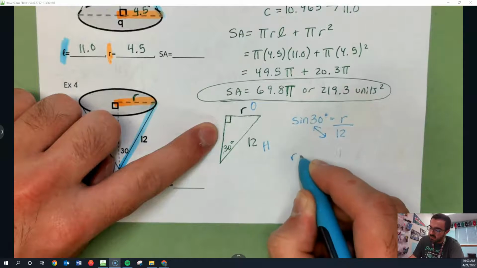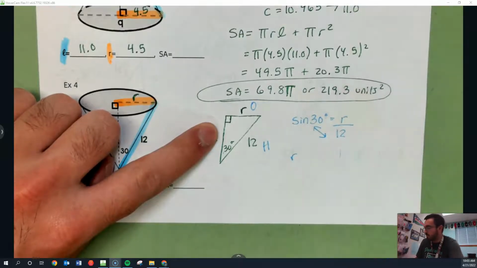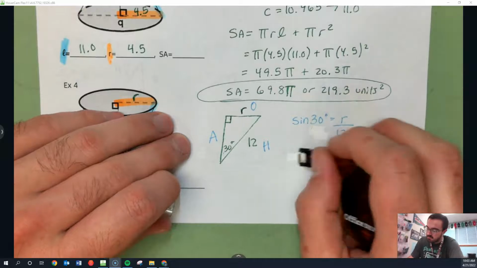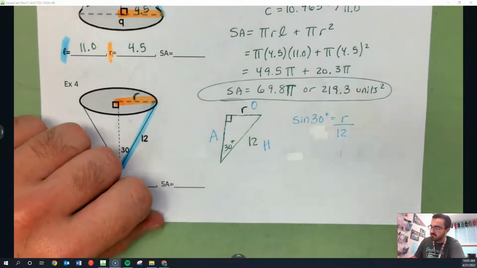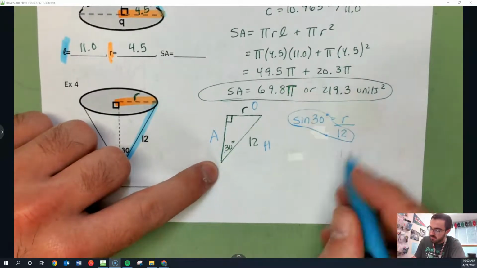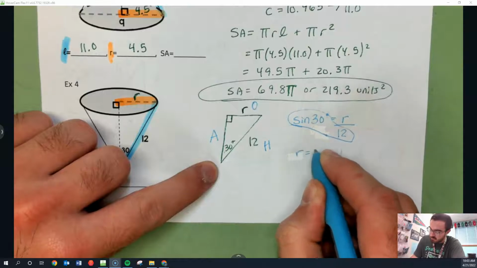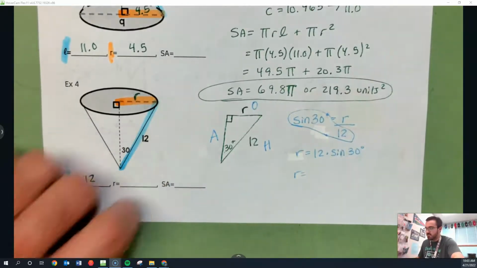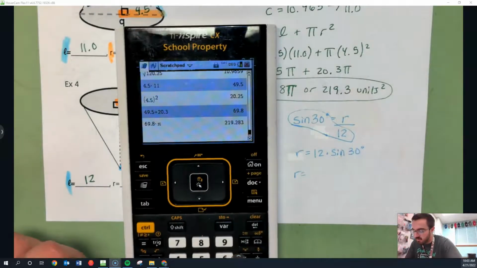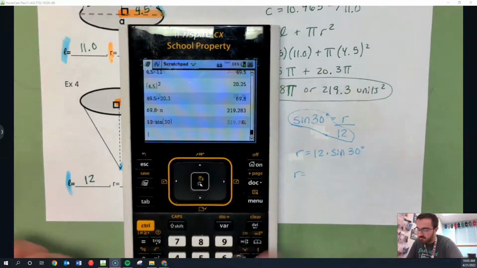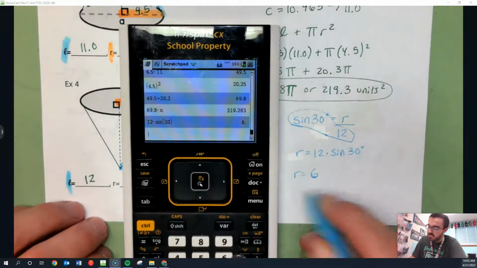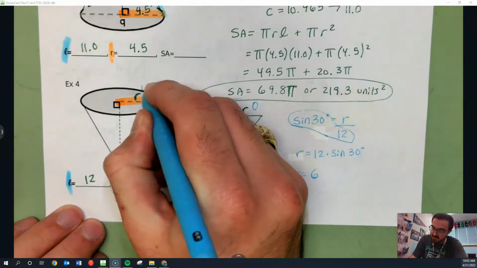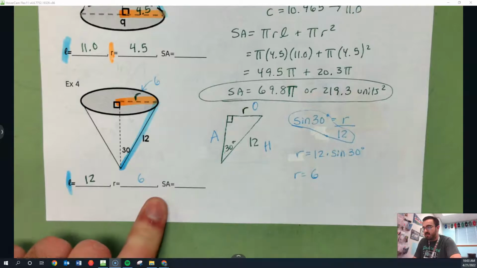Switch these out because, whoops, my bad, we're going to actually multiply those. When the variable is on top, we multiply. So we're going to multiply these together. R is going to equal 12 times sine of 30 degrees. R is going to equal, let's see what we get. 12 times sine of 30. R equals 6. Okay. So after all that, R is now 6. This value is 6. We have everything we need.